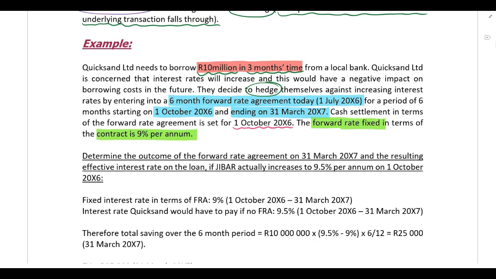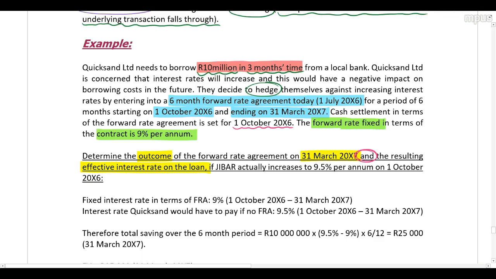If we look at the required, we need to determine the outcome of the forward rate agreement on the 31st of March and the resulting effective interest rate on the loan. So there's 2 parts to our calculation over here. First, we need to work out the outcome of the forward rate agreement. Then we need to calculate the effective interest rate on the loan.